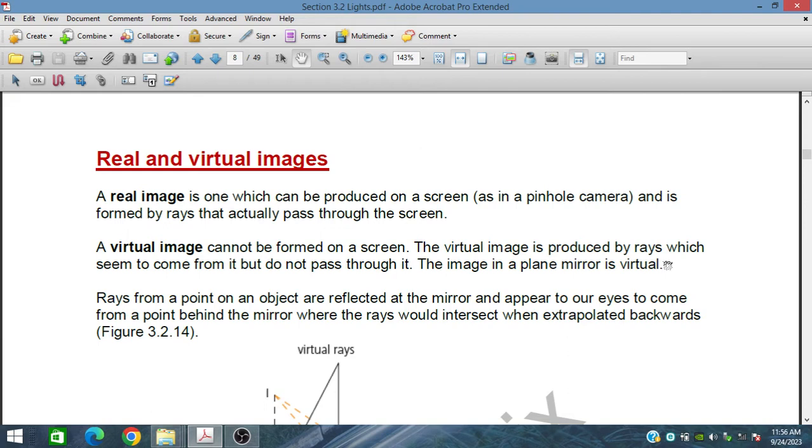Real images and virtual images. A real image is one which can be produced on a screen. Real images are always produced on a screen and are formed by rays that actually pass through the screen. A virtual image cannot be formed on a screen. The virtual image is produced by rays which seem to come from it but do not pass through it. The image in a plane mirror is a virtual image. The image formed in a plane mirror is always virtual. It is not a real image.